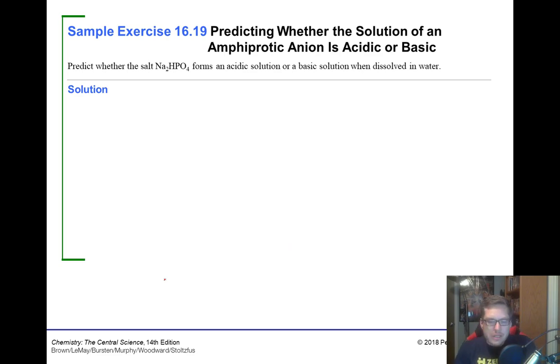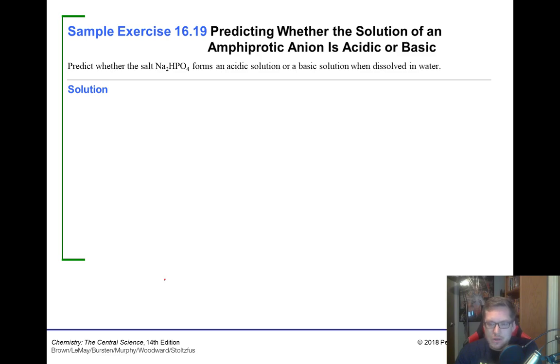Now, this next part is arguably what I think is the hardest part of the whole thing: trying to figure out, when you're starting with a protonated anion, or an amphiprotic anion, whether your solution is acidic or basic. So this can be kind of confusing. Let's walk through what they do, and then we'll do one on our own.